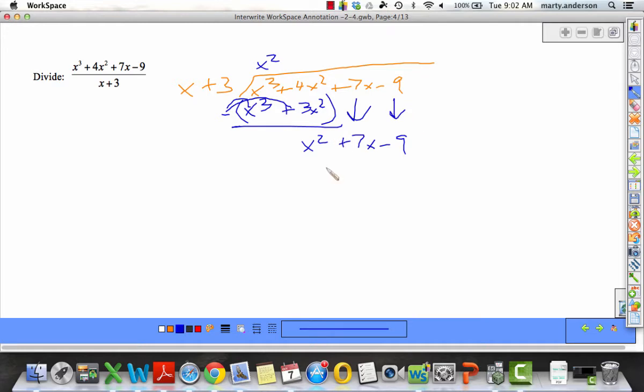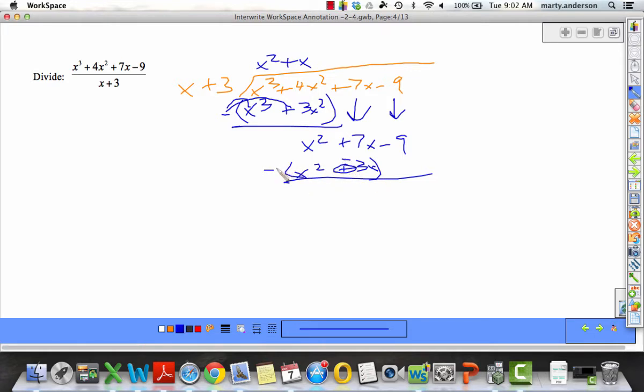Bring them both down, otherwise they can get lost in the shuffle. Again, x times what is x squared? I'm going to go plus x. That gives me x squared and plus 3x. And now I subtract here and here.